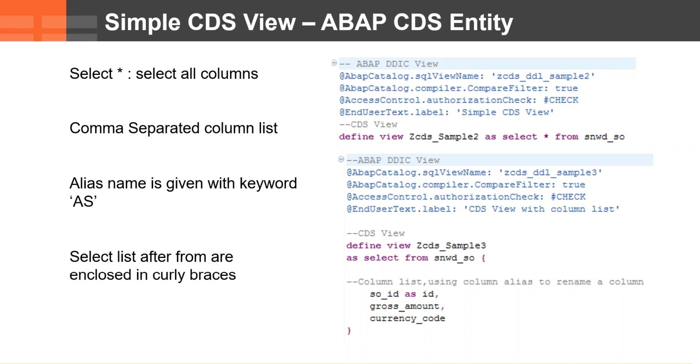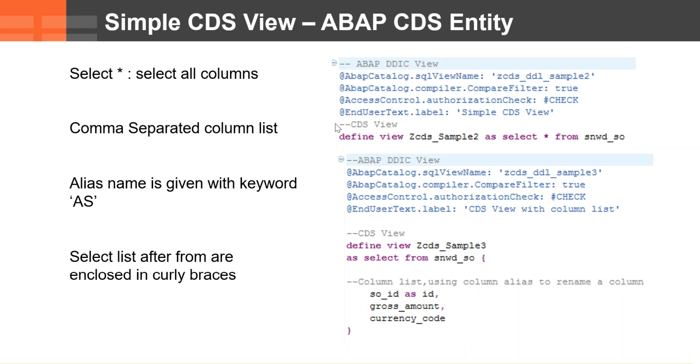So simple CDS view. What is the syntax for a simple CDS view? ABAP CDS entity. If you see here, this is the syntax for select star, to select all columns. If you want to select all the columns from any table, what is the syntax? Here you will define your syntax like this. You will create define view, and give your view name. This is nothing but the CDS view entity, and you will write select star from SNWD_SO. I already showed you this in unit 2. SNWD_SO is the enterprise procurement model table. So I'm selecting all the values from this table using select star.